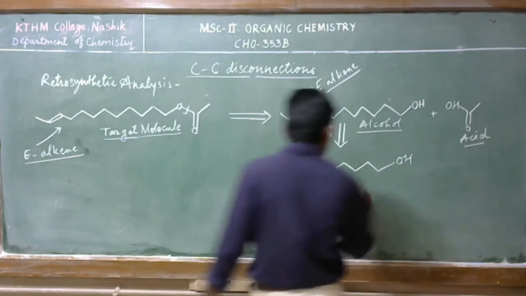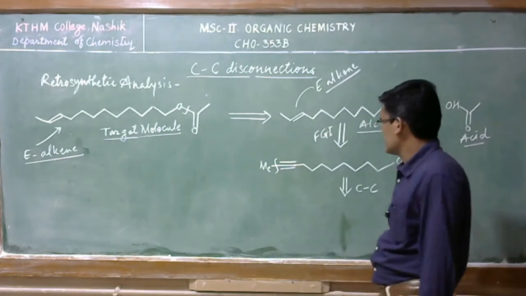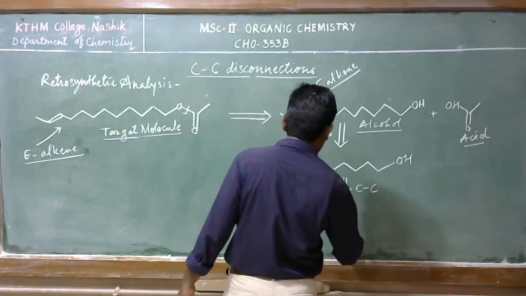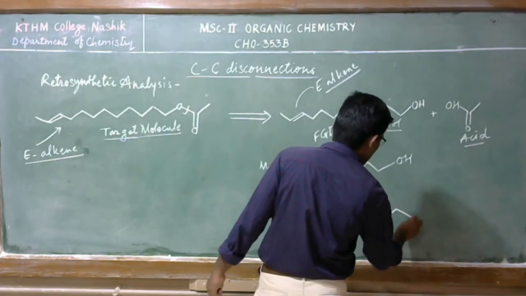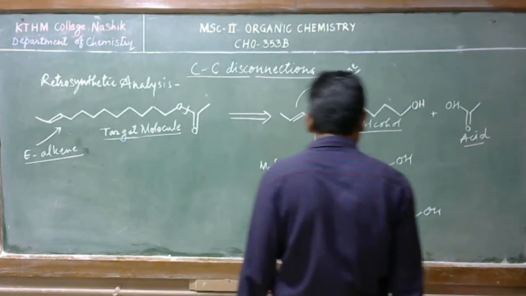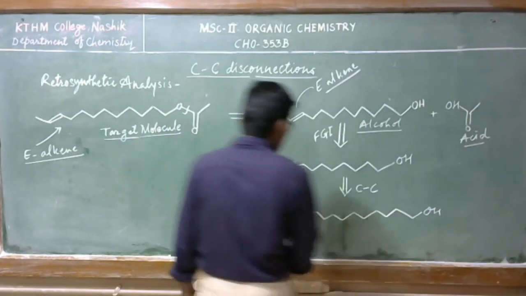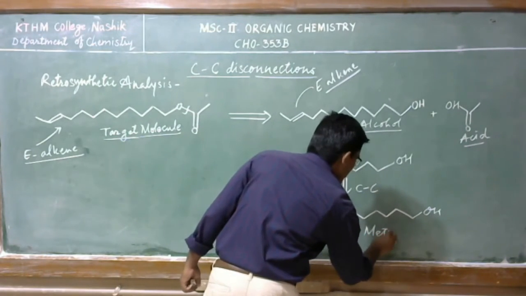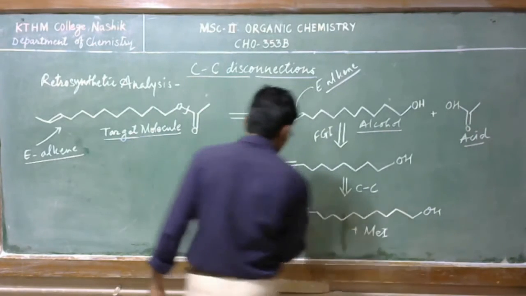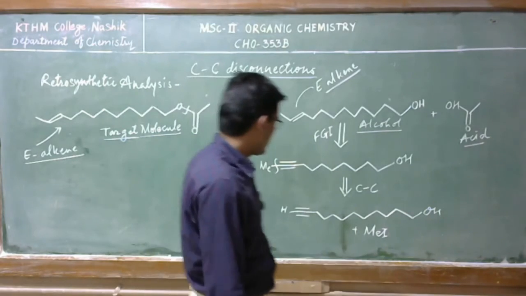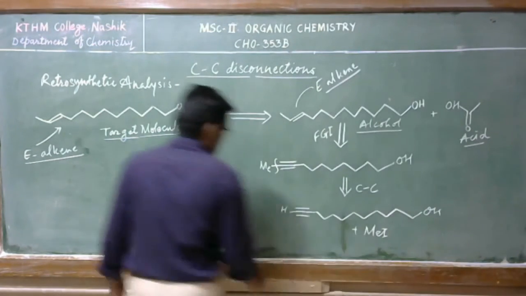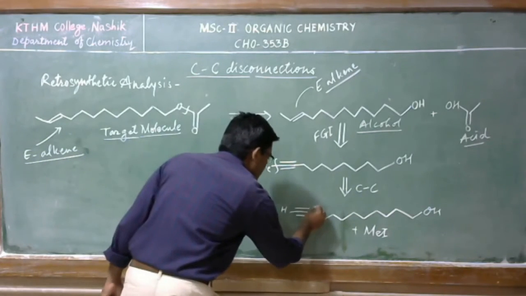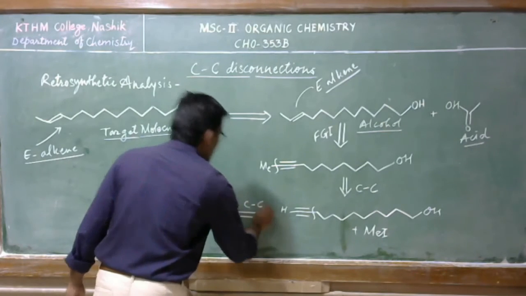So let us cleave this bond, a carbon-carbon disconnection. So we will have terminal alkyne plus methyl iodide. So here we can add a proton. Okay. So now we have another carbon-carbon disconnection. Let us put another carbon-carbon disconnection.